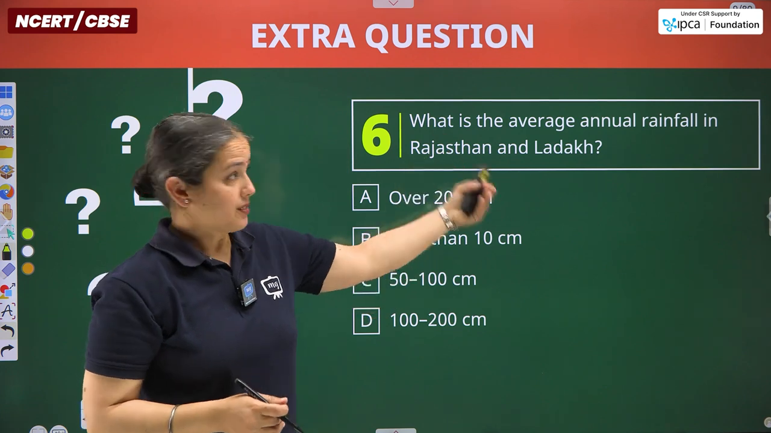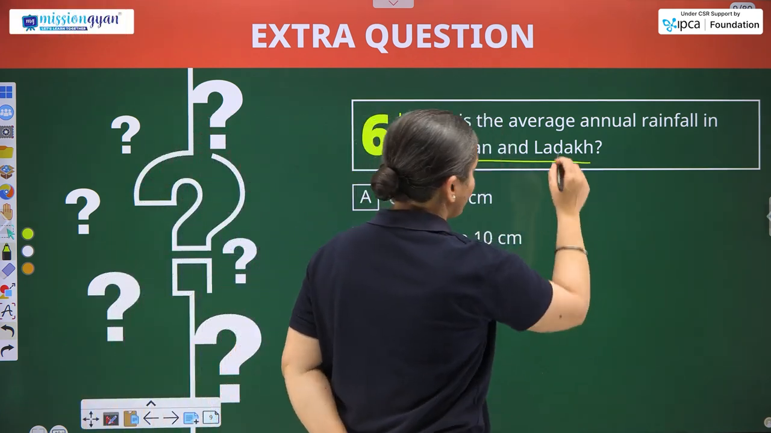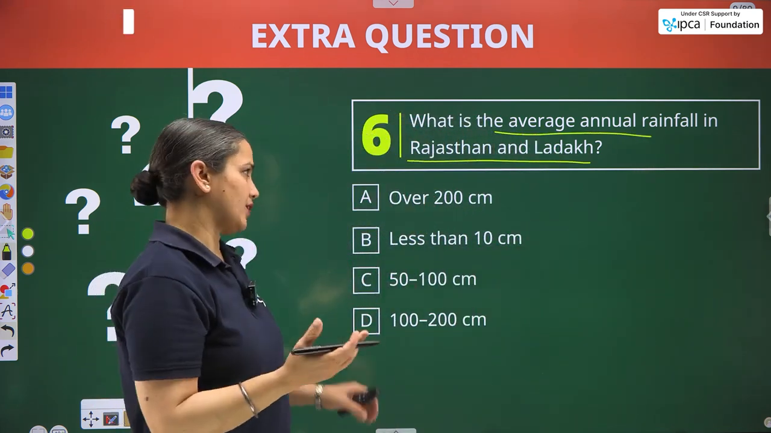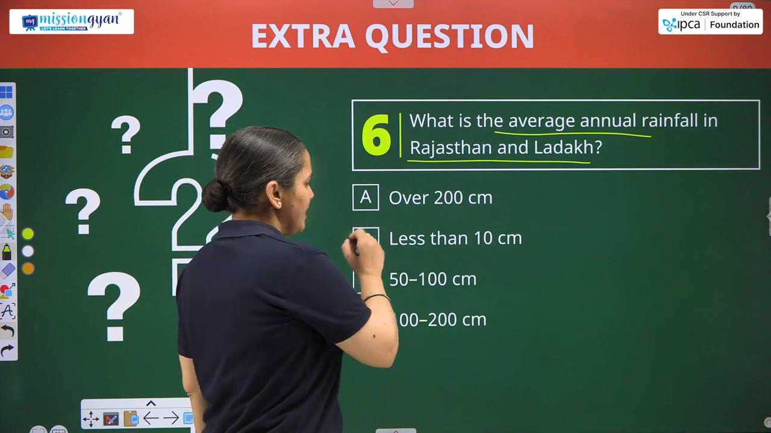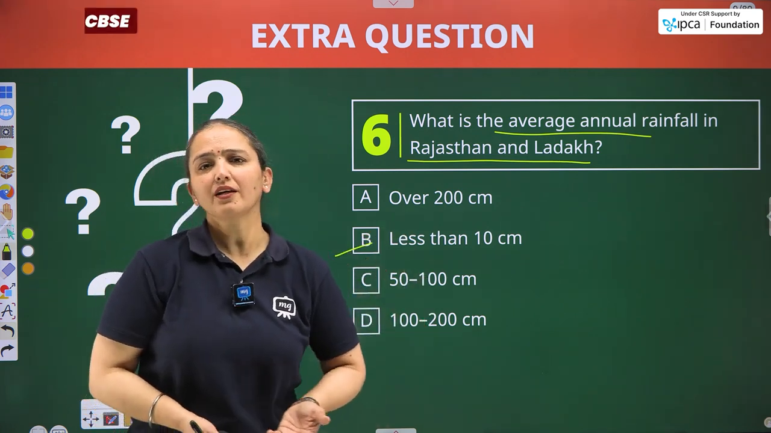So the question number 6, what is the average rainfall in Rajasthan and Ladakh? We are talking about average annual rainfall that occurs within the Rajasthan and Ladakh. So it is less than 10 centimeter. Extreme dry region, that's why they are considered for.